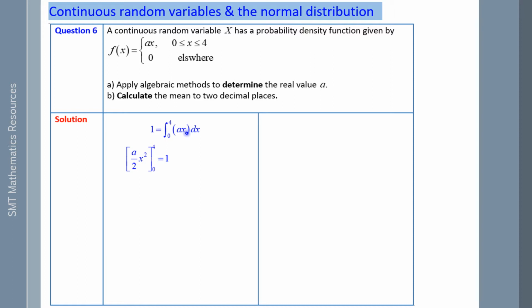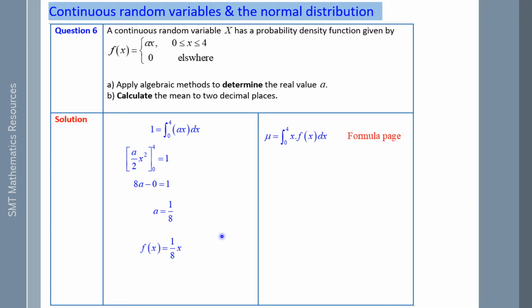Using the power rule, x becomes x squared, we have to divide by 2. Now if we sub in 4, 4 squared is 16, 16 divided by 2 is 8, so therefore a is 1/8. So f(x) equals 1/8 of x.